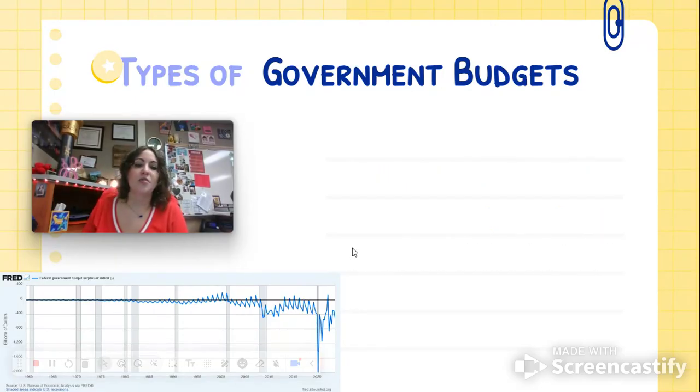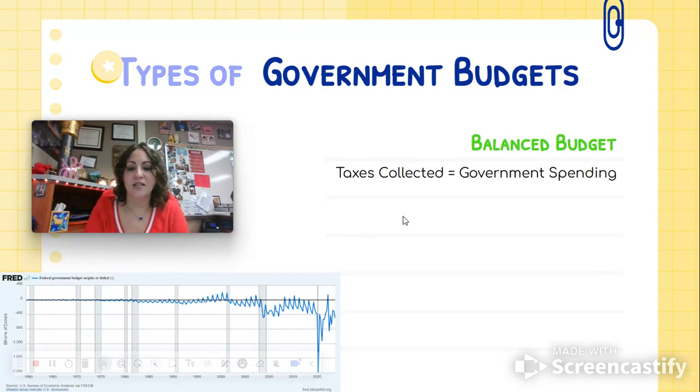Okay, so there's 3 types of government budgets that a government can have. And a budget is basically when you compare how much money they bring in taxes and then how much money they're actually spending. So that's their budget. And so a country has a balanced budget if the taxes they collect is how much money they spend. Like they bring in $1 million in taxes and they spend $1 million. They're not spending any more or any less than the money that they have. So a balanced budget is taxes is equal to government spending. You don't spend any more, you don't spend any less.